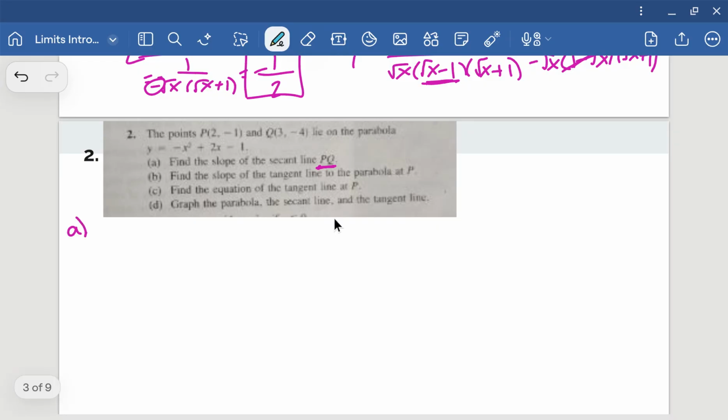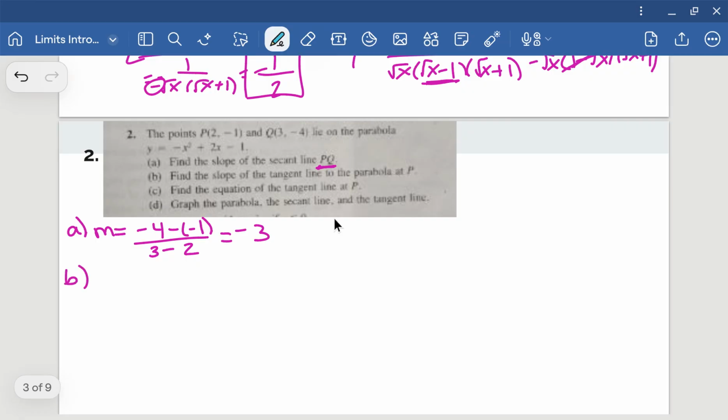For A, if I want slope, it's going to be y2 minus y1 over x2 minus x1. So let's just plug in those values. -4 minus -1 over x2, so 3 minus 2. We plug that all into our calculator and we get -3. So that's the slope of the line that's connecting P to Q.